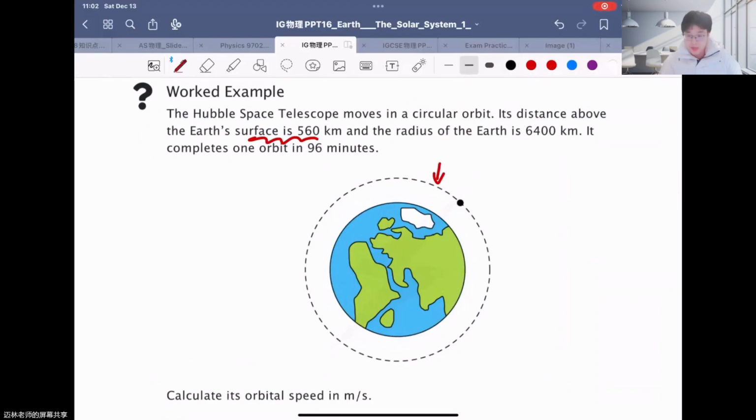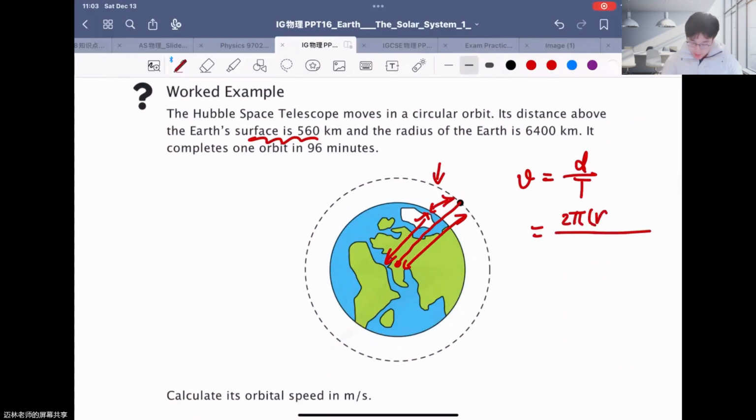If you want to calculate the speed, also use the formula velocity equals distance moved over time taken, right? Here the distance means the circle's perimeter, and here is the center of the circle, right? To calculate the perimeter, you have to use 2 pi radius. Here the radius is combined from two parts. The first part is the radius of the Earth. The second part is the height of the satellite above the ground, right? So here it is 2 pi times the radius added to the height, over time taken.